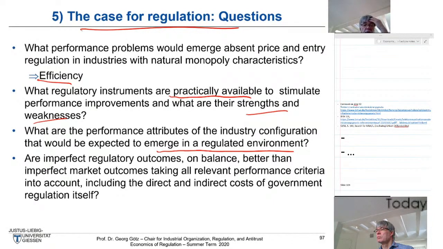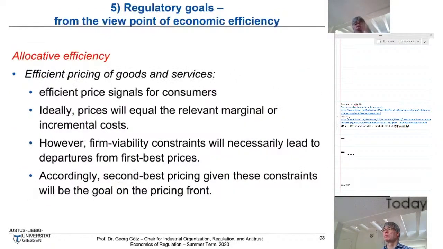Okay, and the question is, taking into account what we could achieve if we regulate, is that better than, on balance, the imperfect market outcome? Okay, including or taking into account all the direct and indirect costs. So now I'm moving pretty quickly through these remaining slides, because this is to a certain degree redundant, because we did that in chapter 2 and also just previously, and that's what you already heard in your undergraduate studies.